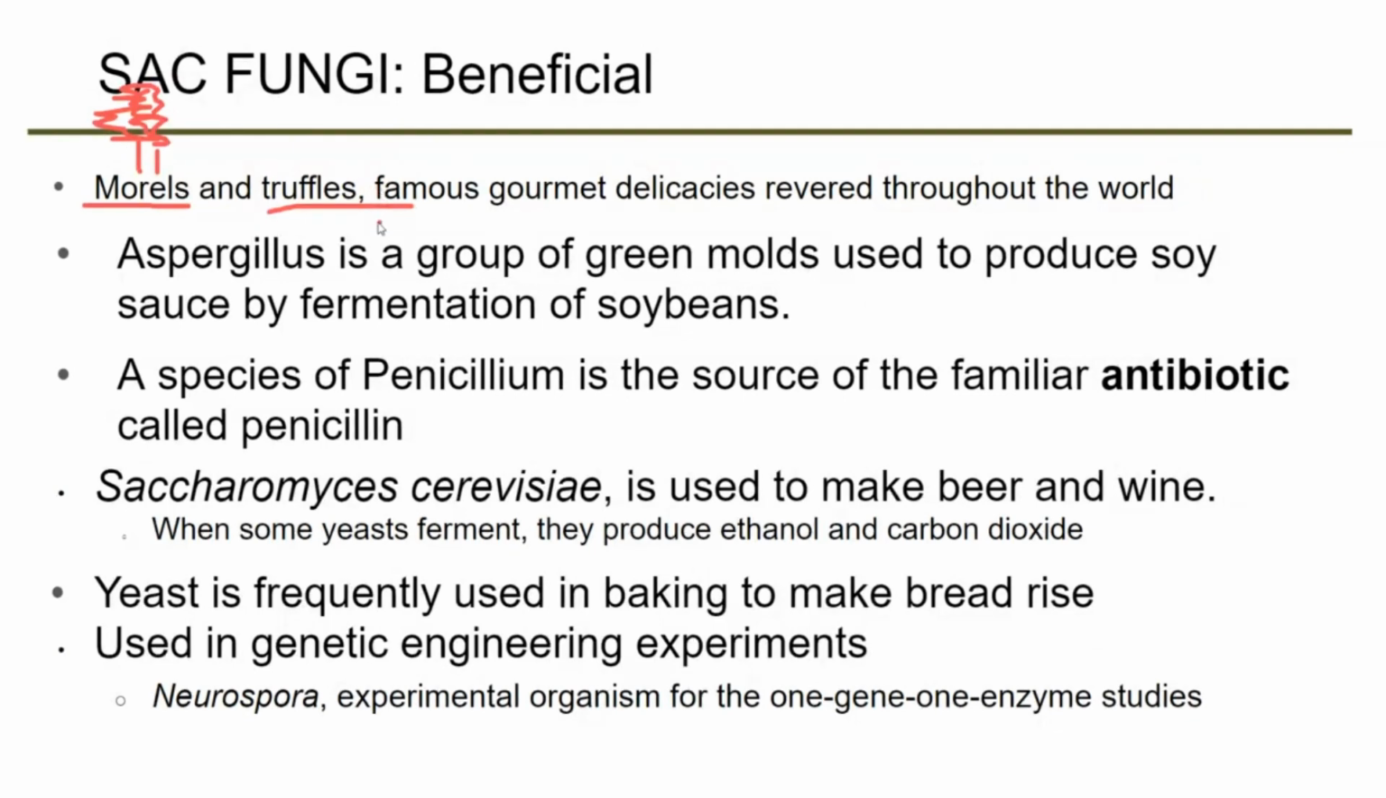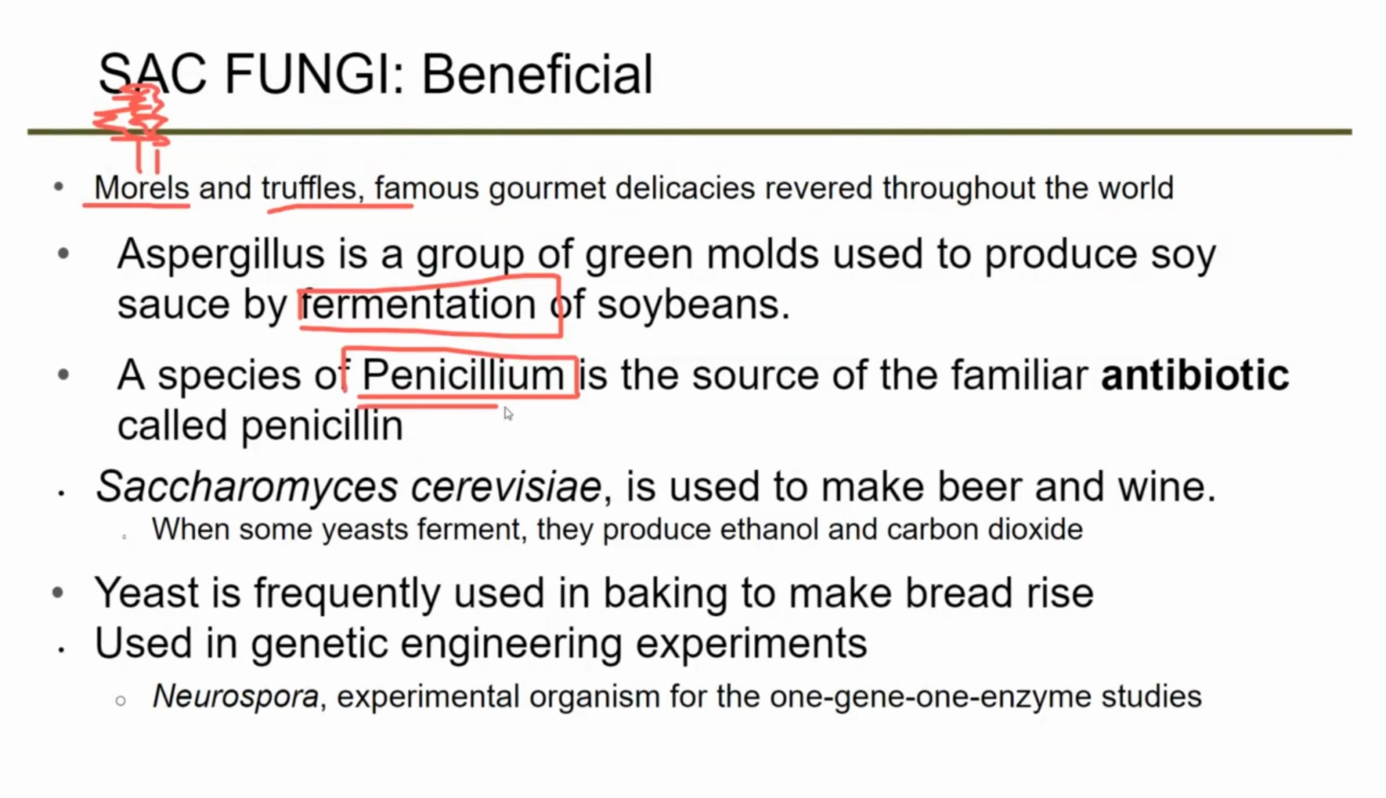And then truffles. Truffles are famously expensive. They can usually be found at the base of oak trees, and they're used in some foods. We also have some green molds that are used for fermentation. Fermentation such as soy sauce or kombucha is going to be due to a sac fungi. We also have Penicillium, which is a mold and is used to make the antibiotic penicillin.